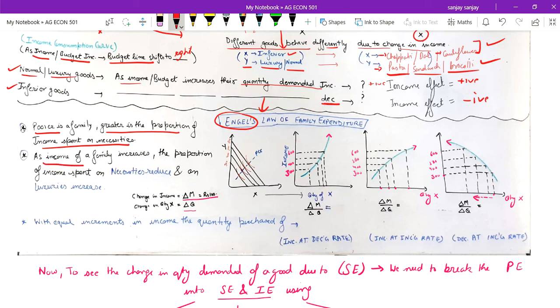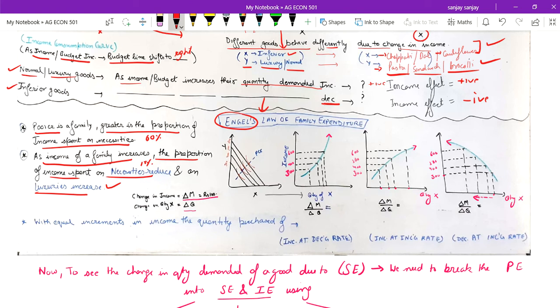And as the income of a family increases, the proportion of income spent on necessities reduces. Earlier they might be spending 60% of their income on necessities. Now they are just spending 10% on necessities. And the proportion of income that they are spending on luxuries will increase. Okay, this is as simple as that.